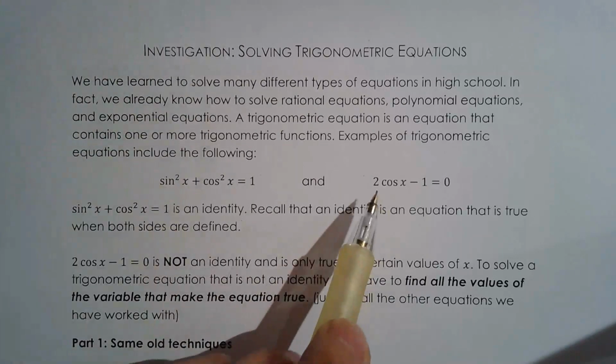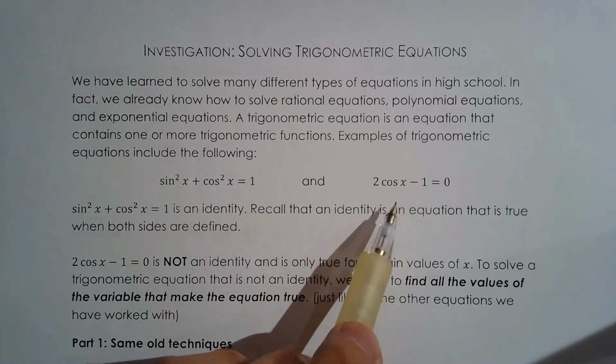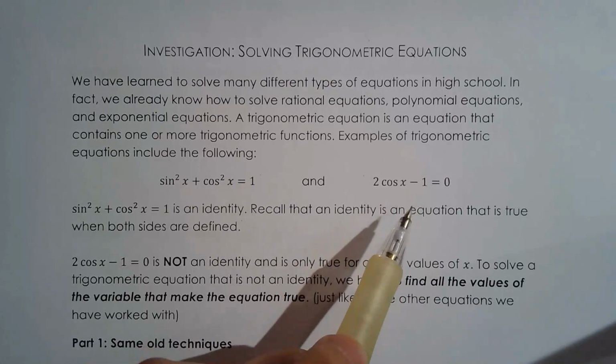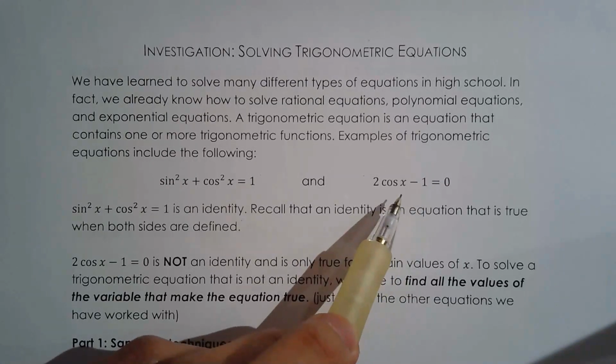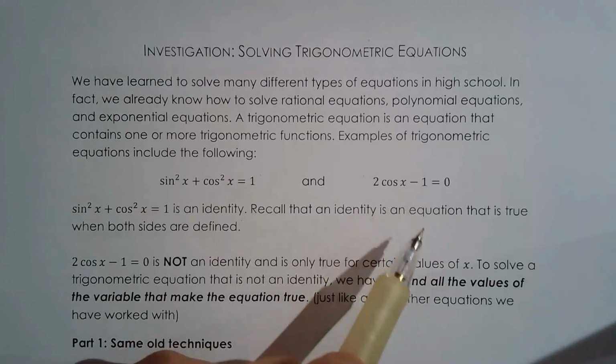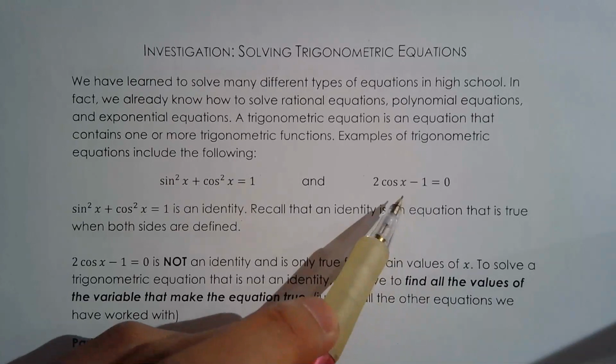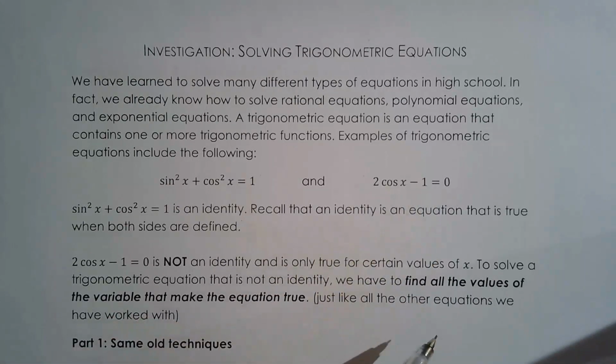So for example, 2 cos x minus 1 equals 0. That equation is not an identity. There are many values of x which you can sub into the equation, and you'll realize it doesn't make left side equals right side. So our job in this lesson is to solve for values of x which makes left side equals right side, just like any other regular equation.